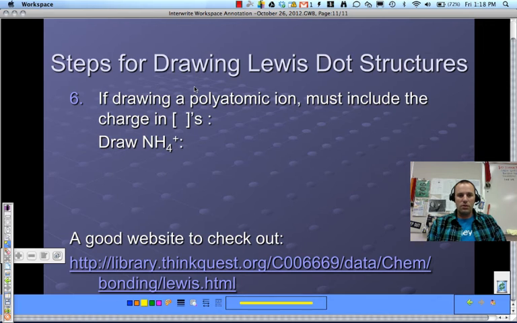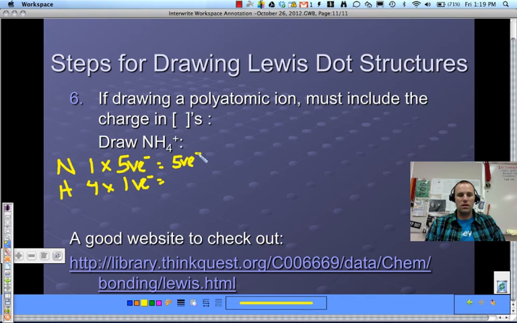There's one final example that we have to look at, and that's if you're drawing a polyatomic ion. There's a couple of changes that we need to make. So, if we're drawing ammonium, that's a polyatomic ion. We have our list, so 1 nitrogen, and each one has 5 valence electrons. Hydrogen, we have 4 of them, and each one has 1 valence electron. So that's 5 up here, 4 right here, for a total of 9 valence electrons.